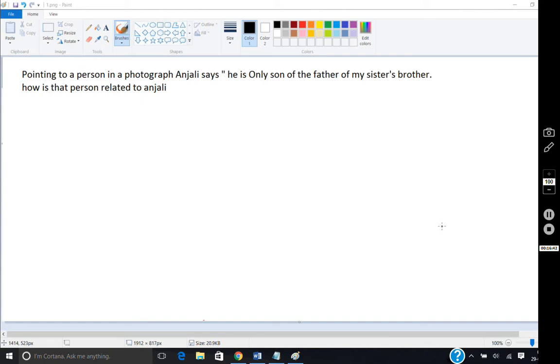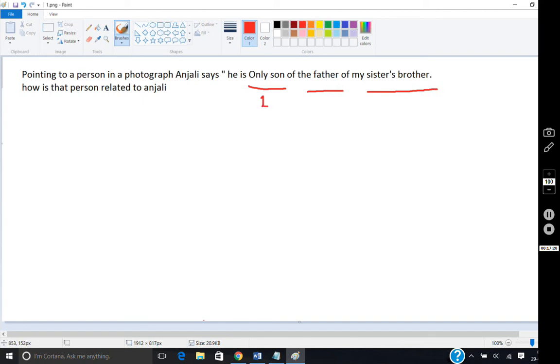Now I have taken a question which is related to pointing to a photograph. These types of questions are very easy. You can solve these questions within 30 to 35 seconds. Pointing to a person in a photograph, Anjali says, he is the only son of the father of my sister's brother. What you have to do is underline the relations. The first relation is only son, second is father of, and third is my sister's brother.